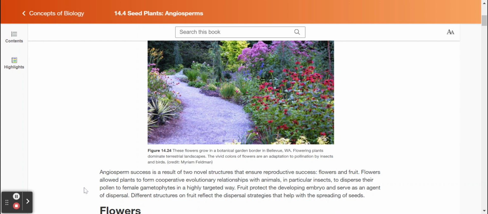Angiosperm success is a result of two novel structures that ensure reproductive success: flowers and fruit. Flowers allowed plants to form cooperative evolutionary relationships with animals, in particular insects, to disperse their pollen to female gametophytes in a highly targeted way. Fruit protect the developing embryo and serve as an agent of dispersal. Different structures on fruit reflect the dispersal strategies that help with the spreading of seeds.